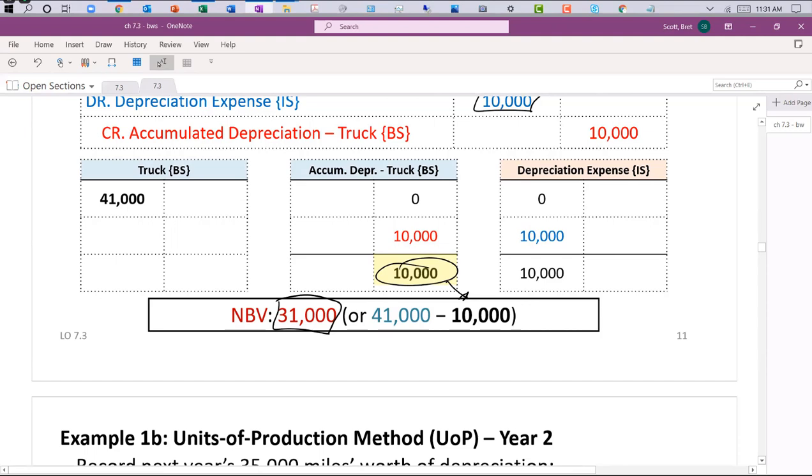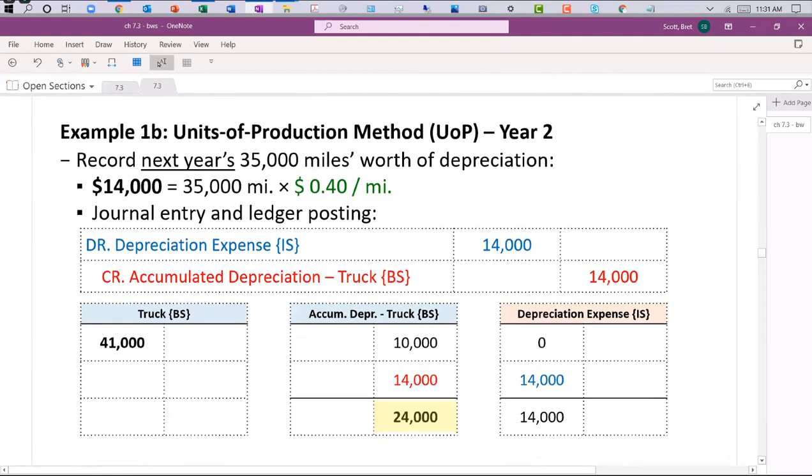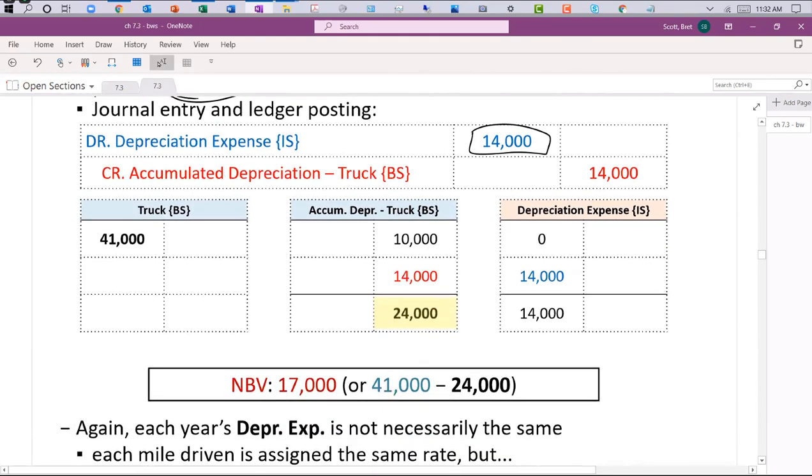But some years we may drive it less, in which case the depreciation expense might be less than straight line, who knows? But this is more accurate, I would say, than straight line method. So if we can do units of production, we should. What if we drove 35,000 miles in year 2? Well, 35,000 miles we drive it times 40 cents gets us $14,000. So we just debit the depreciation expense for 14,000.